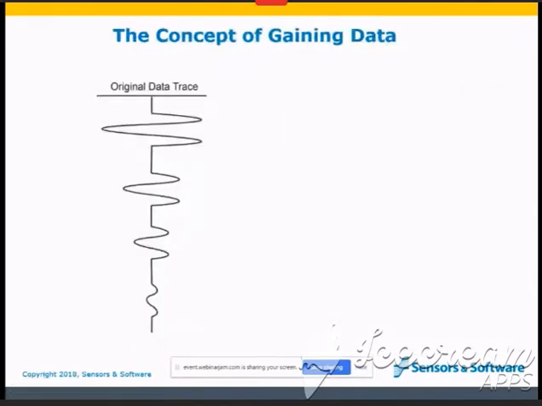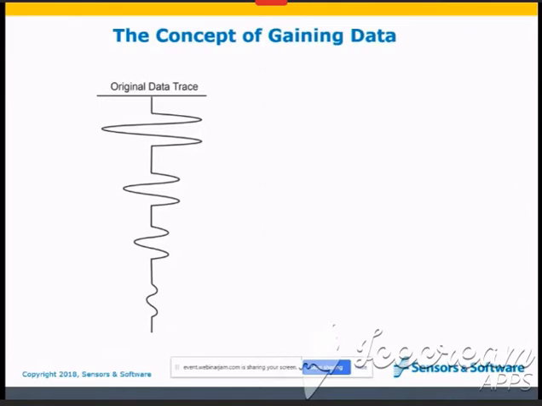Okay, now let's talk about gaining your GPR data. For most GPR operators, this is well known, but I mention it because I often see utility locators not spending the time necessary to gain their GPR data properly, and that can result in missing utilities in the data.